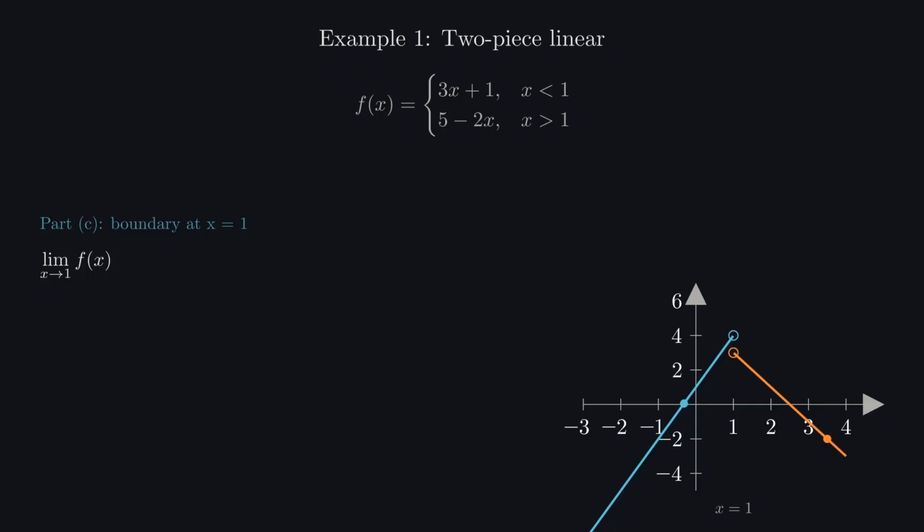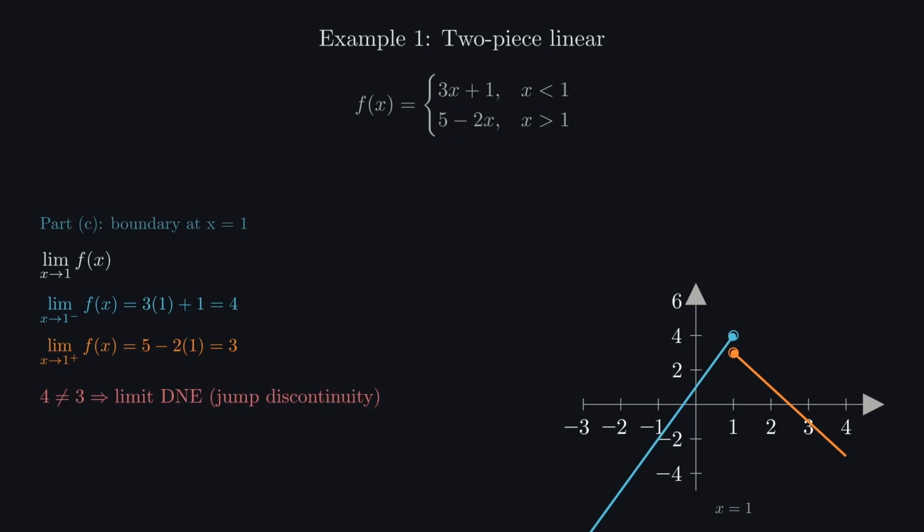Approaching from the left, we use the top rule. 3 times 1 plus 1 equals 4. Approaching from the right, 5 minus 2 times 1 equals 3. 4 does not equal 3. The two sides don't agree, so the limit as x approaches 1 does not exist. This is a classic jump discontinuity.